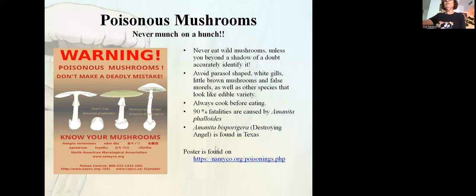You can find all sorts of information in NAMA, the North American Mycological Association. So that's where you get all this information. They have education. They have everything about poisoning and what type of poisons there are. And we can do a whole class just on the different types of poisons.